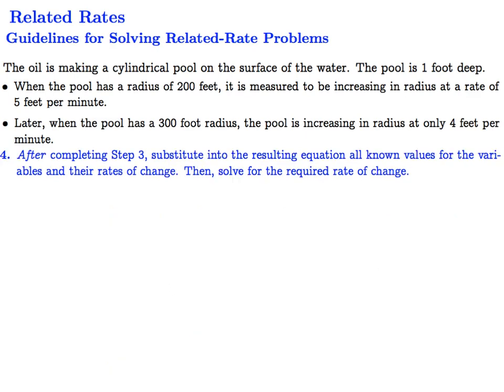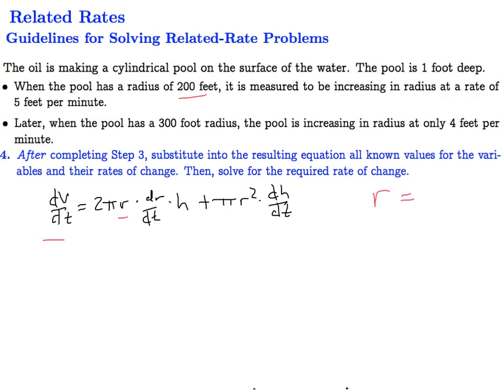The last step in the process is to substitute into this equation that we just found the derivatives of all known values for the variables and their rates of change, then solve for the required rate of change. Now in the previous step we had calculated this to be our derivative here, and so what we want is we want to figure out dV/dt. The problem is we've got to figure out what to do with everything else here. And so we can go through and think, well, what do we know? Well, one of the things we know is we know what our radius is going to be. Our radius, we said, was 200 feet. So we know that r is going to be 200. We also know the pool has a 1 foot depth. It's 1 foot deep. So this means h has to equal 1.